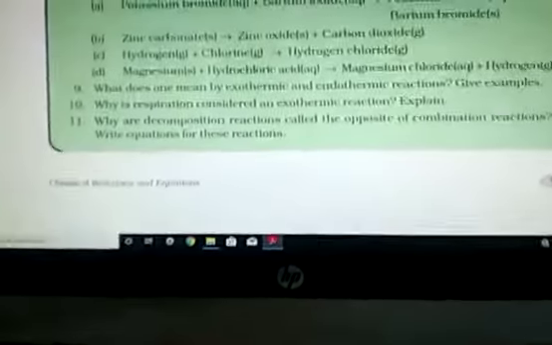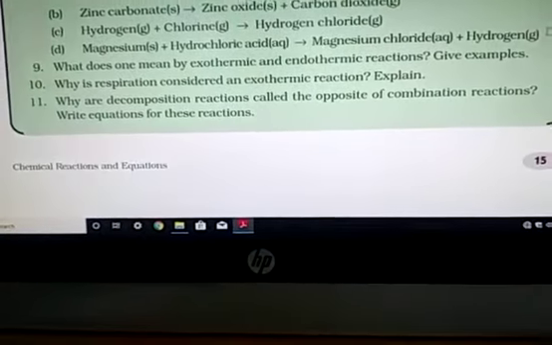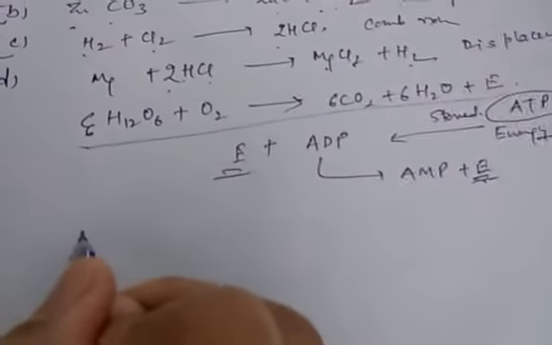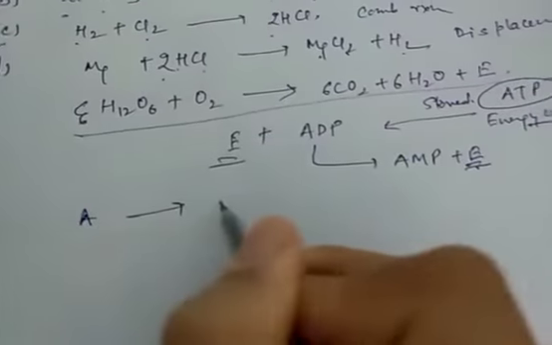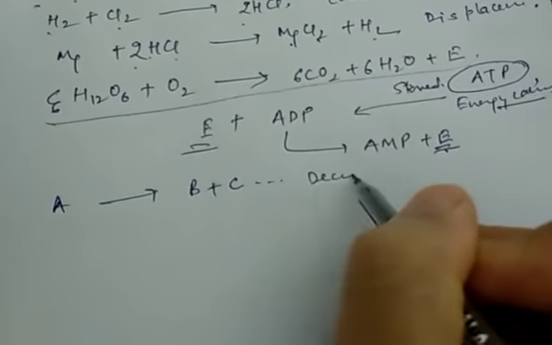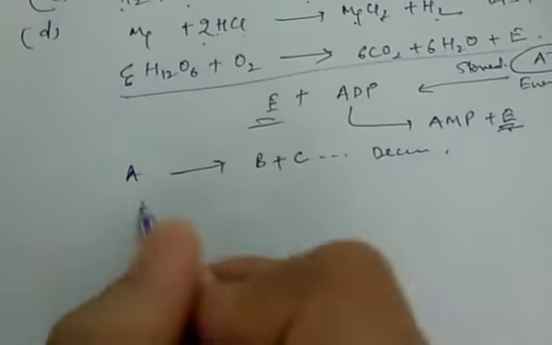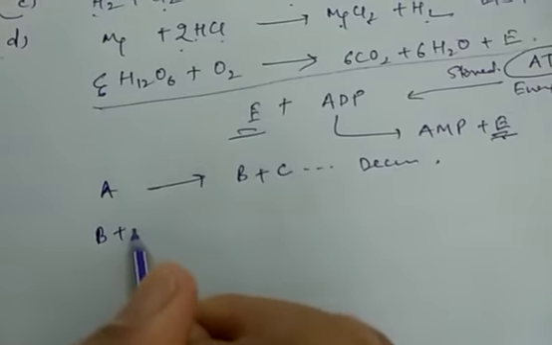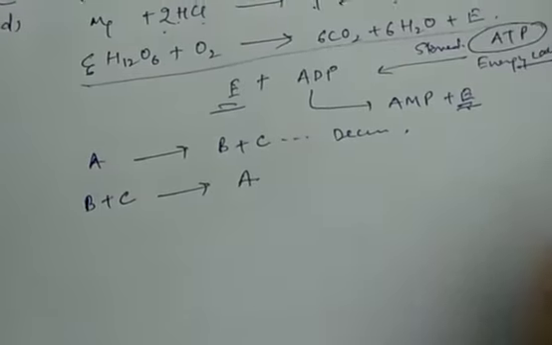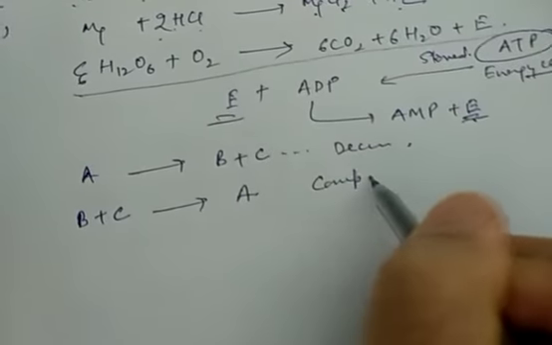Next, why are decomposition reactions called opposite to combination? In decomposition, a single reactant changes into two or more products. But in case of combination, two or more reactants react together and form a single product. So these are opposite to each other. Now you write one example of each.